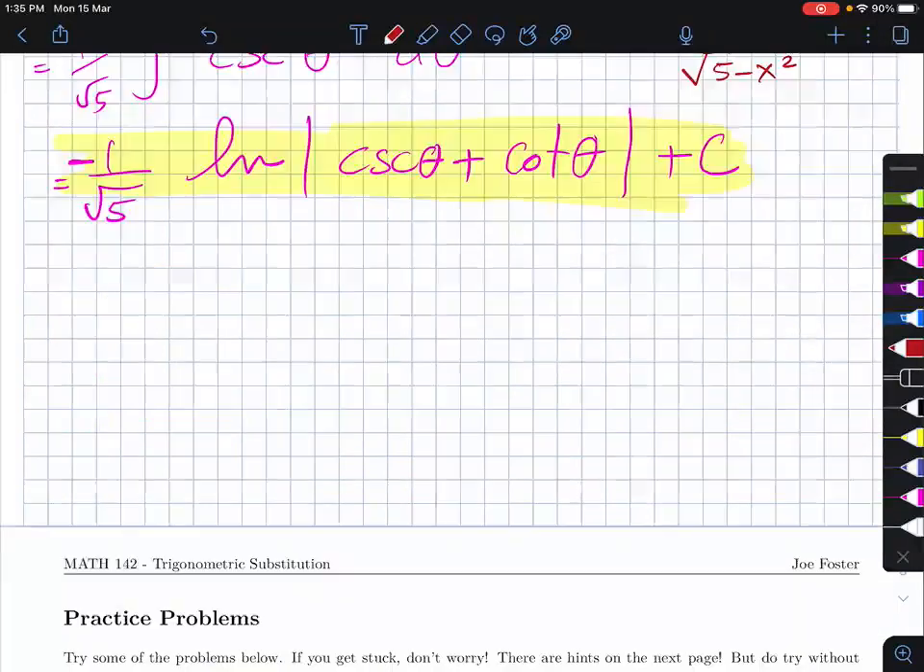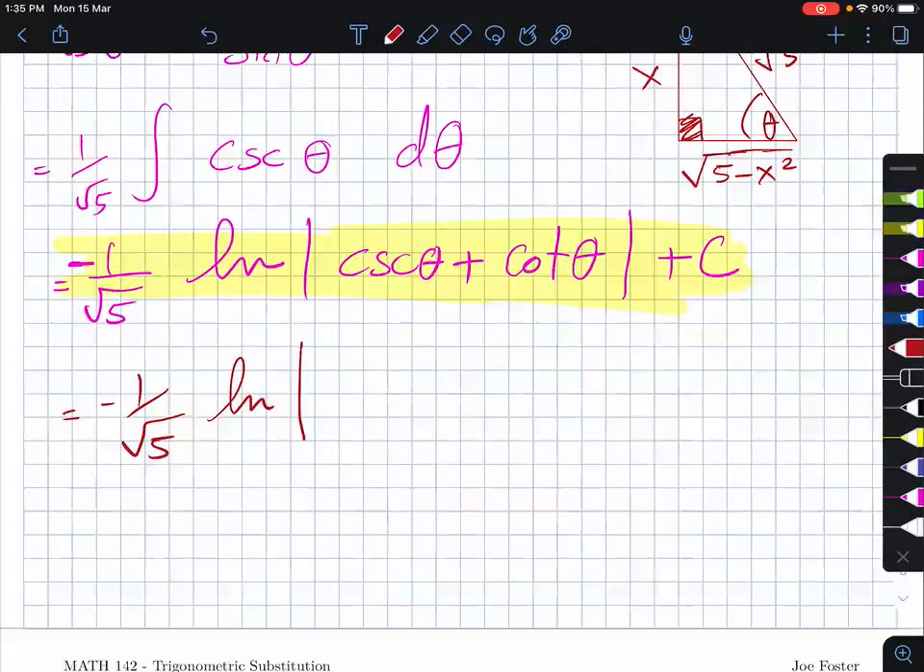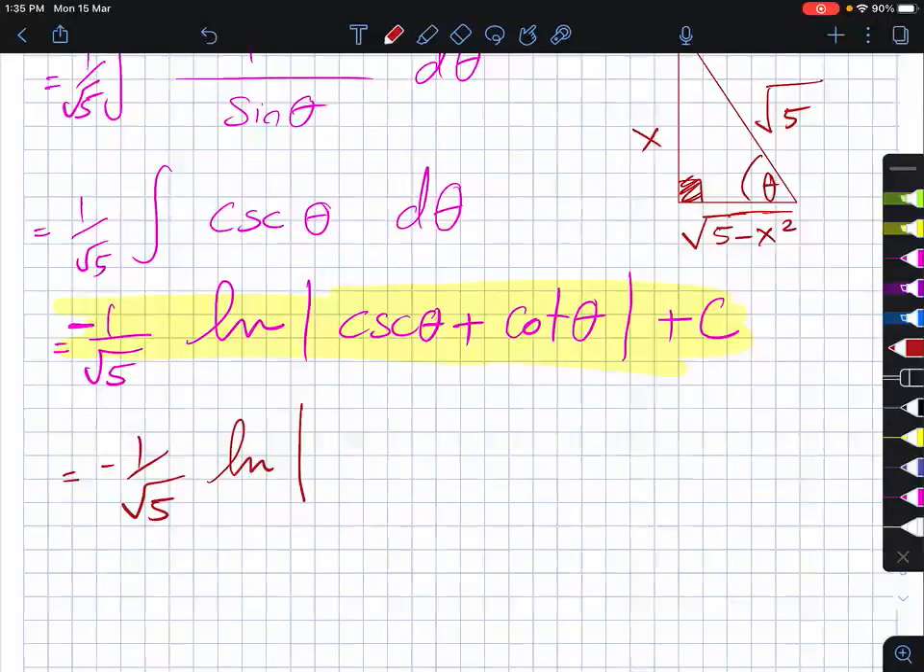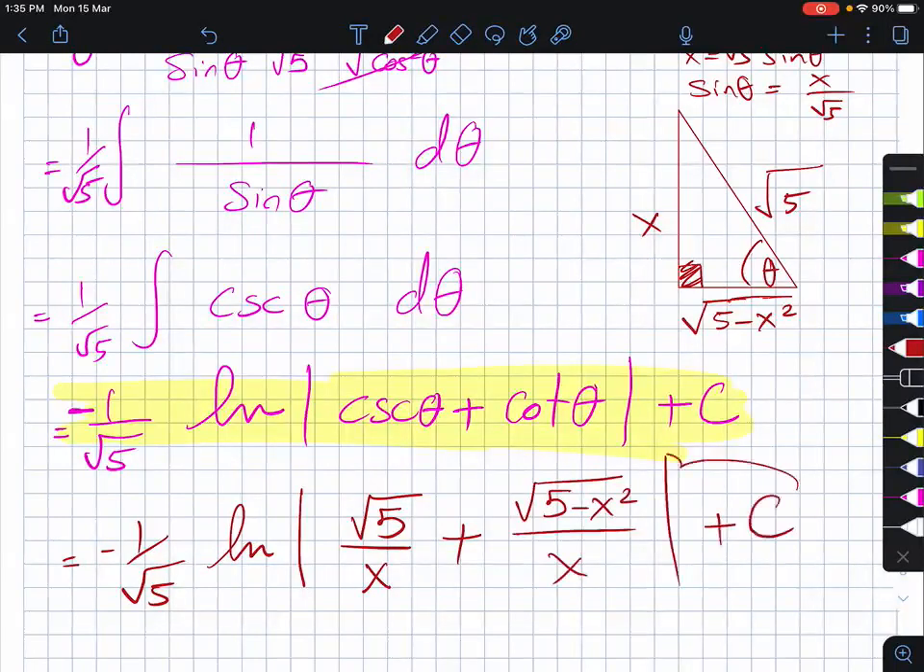So substitute now: negative 1 over radical 5 ln absolute value of cosec, from the triangle. What's cosec? Hypotenuse over opposite, which is radical 5 over x, plus cotan. The cotan is the reciprocal of tan, and the tan is opposite over adjacent, so the cotan is the square root of 5 minus x squared over x, plus C.